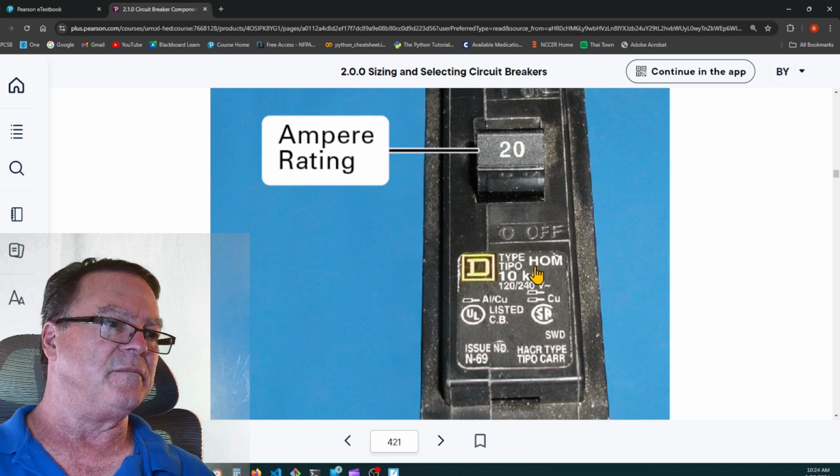This is their new HomeLine. They have the QO breakers, which are older breakers, and then they've got the newer HomeLine that are compatible with different types like GE and Cutler-Hammer and what have you. But I like the Square D HomeLine. This has 10,000 amps of interrupting rating right there. 10 kA, 10,000 amps, 120/240 volt AC. It says it's listed for aluminum or copper, AL/CU.